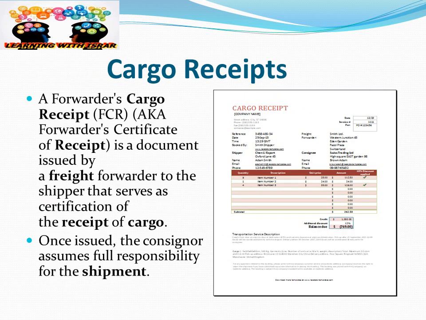Okay, the next one is the cargo receipts. Forwarding cargo receipt, or FCR, also known as the forwarder's certificate of receipt, is a document issued by a freight forwarder to the shipper that serves as the certification of receipt of the goods. So once issued, the consignor assumes full responsibility for the shipment.